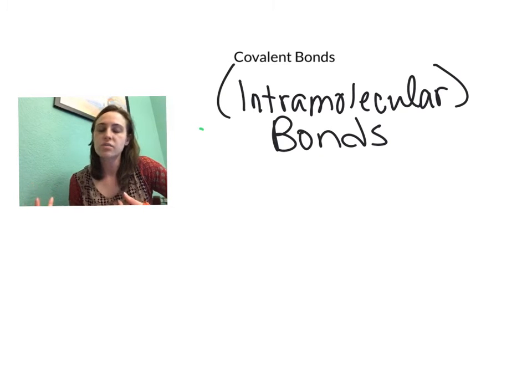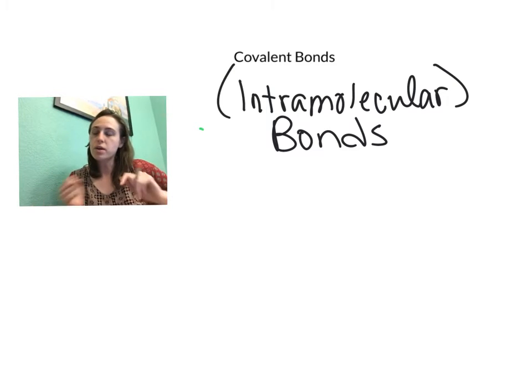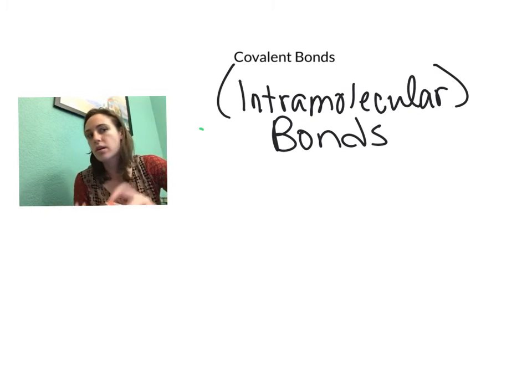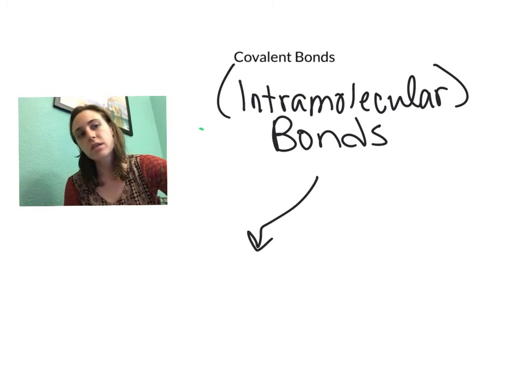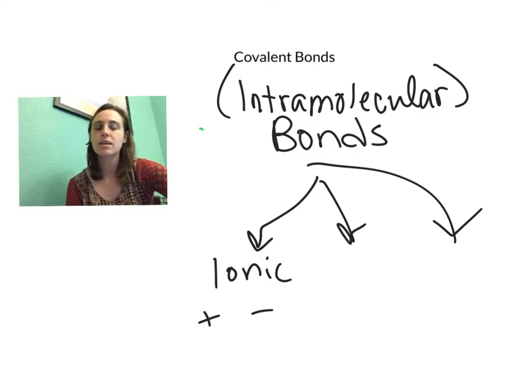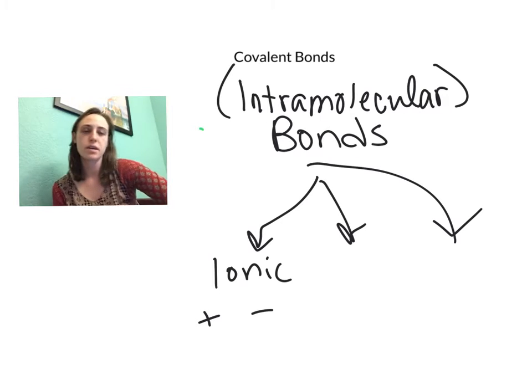There are other kinds of bonds out there once you start talking about molecules interacting with other molecules, but we're talking about molecules. Molecules are going to be when you have atoms that are sticking together some way or another. So there are 3 ways that we can have this happen. We can have our ionic bonds, which we talked about before. So you have a positive and you have a negative charge that are being attracted to each other.